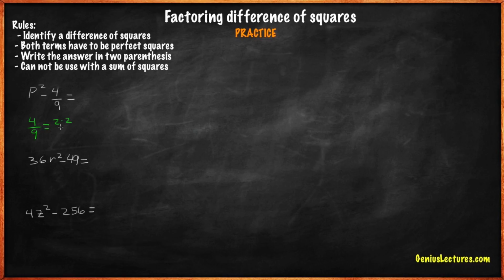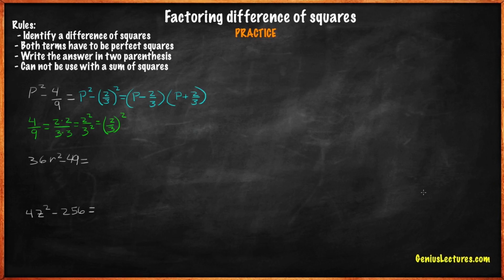4 over 9 equals 2 times 2 over 3 times 3 equals 2 to the second power over 3 squared equals 2 over 3 squared. Now we have p squared minus 2 over 3 to the second power equals p plus 2 over 3 times p minus 2 over 3. Let's try another one.